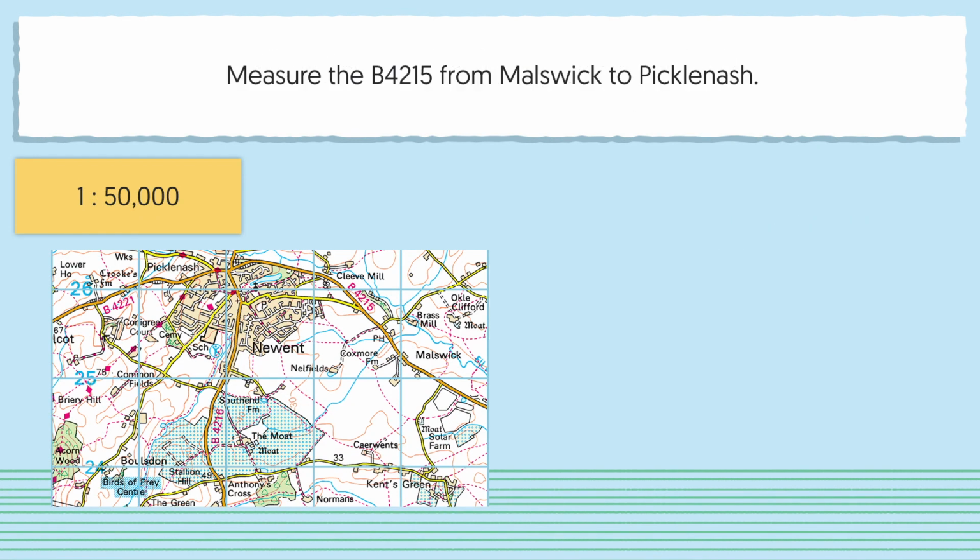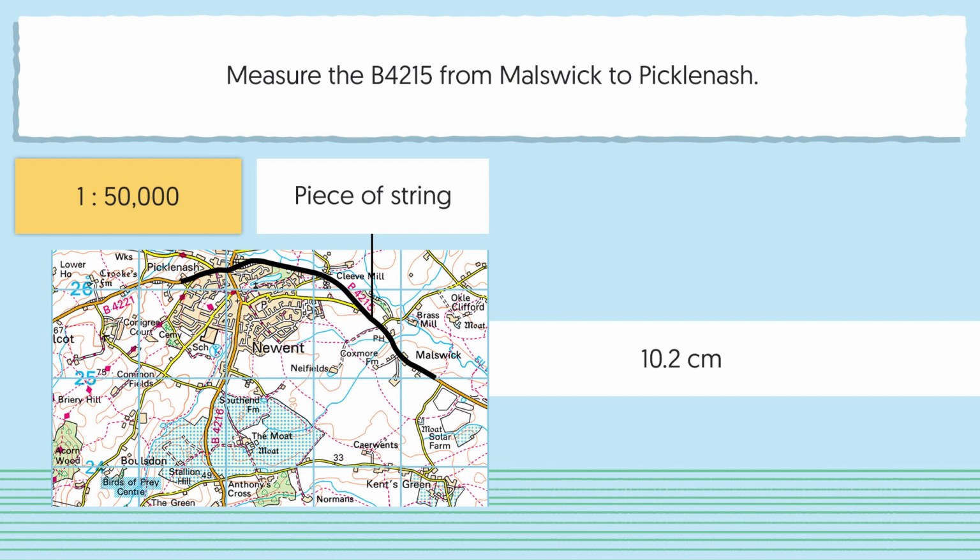But what if you were asked to measure the B4215 from Malswick to Picklenash, for example? Here, you would need a piece of string to follow along the road. Using string, you might find it measures 10.2 centimetres. Dividing this by 2 is 5.1 kilometres.